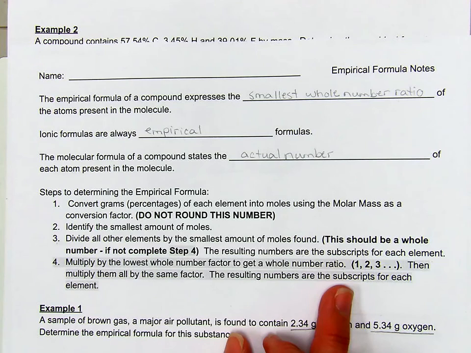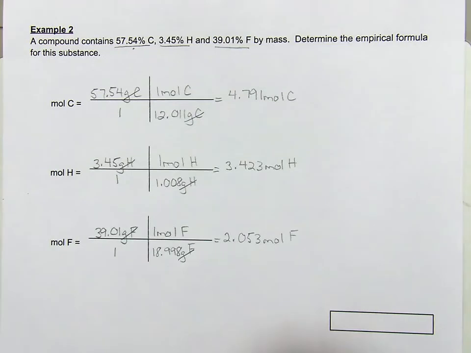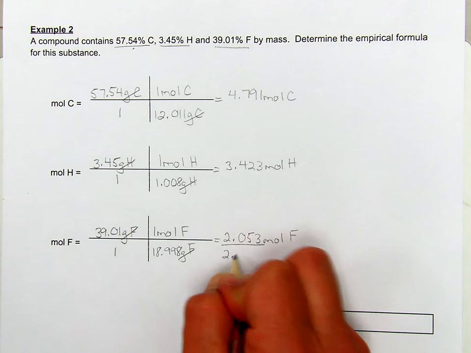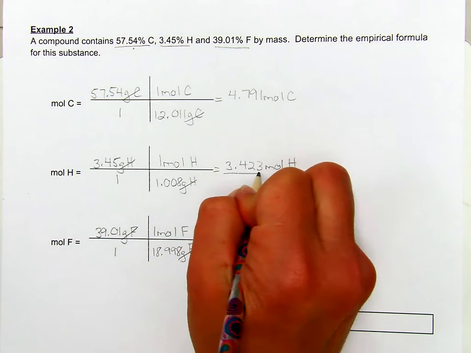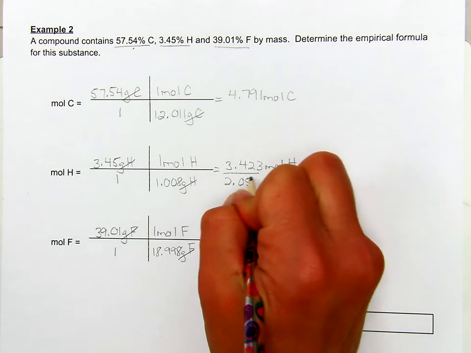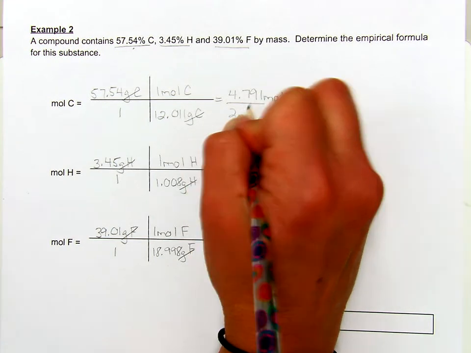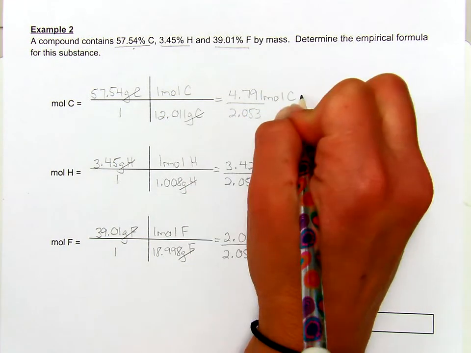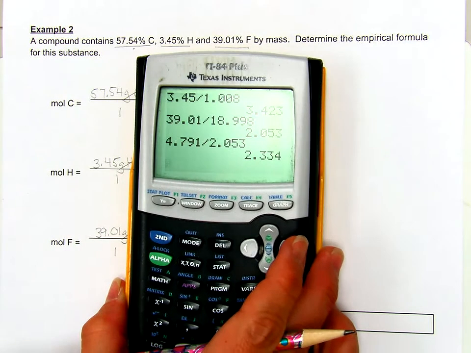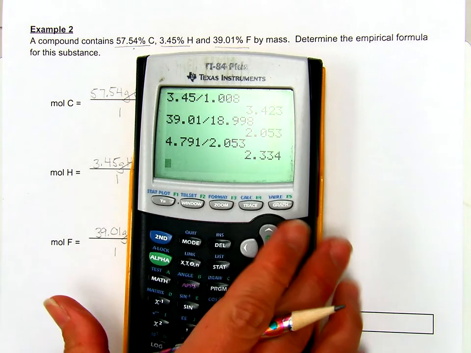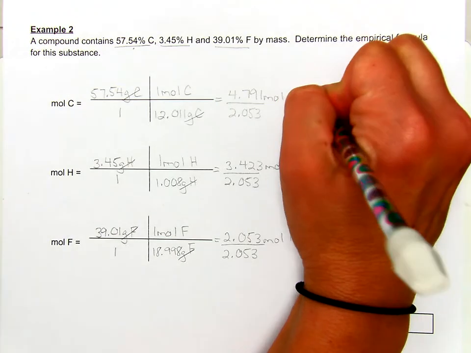I'll show you. So let's go ahead and divide these first. This is the smallest amount of moles, which will give us a ratio of 1, 2.053, and also 2.053. Now, when we do this on the calculator, let's do the first one here. 4.791 divided by 2.053. I get 2.334, and that is not a whole number. So we're going to list that as 2.334.